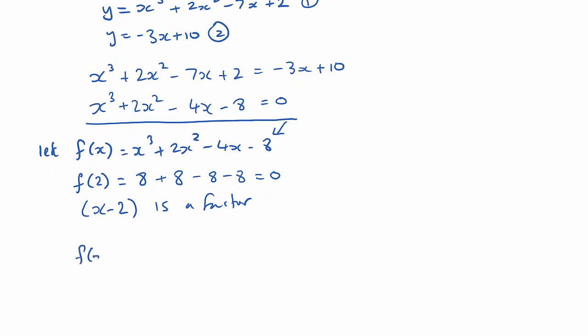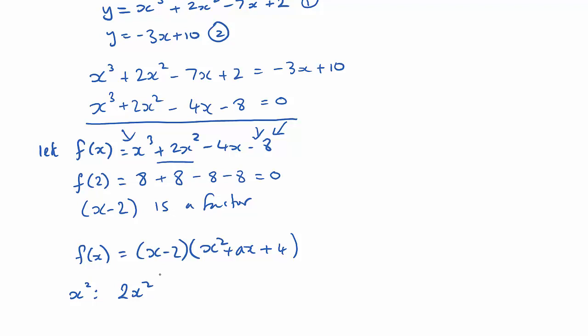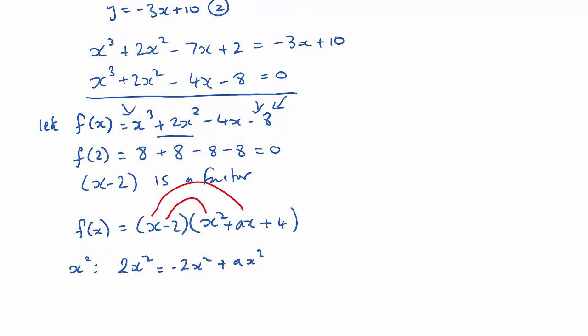So we can say that f of x is x minus 2, and then a quadratic. And since we want x cubed here, we've got to start with x squared. And since we want minus 8 at this end, and we have minus 2, we've got to have a plus 4 there. And we don't know what the middle is, but we can do that by comparing coefficients. So if we look at the x squareds, we've got 2x squared in the original f of x. And what would give us x squared from here? Well, we have minus 2x squareds from there, and then we'll get ax squareds from there. And that gives me that a must be equal to 4.